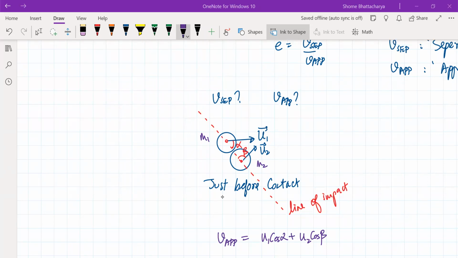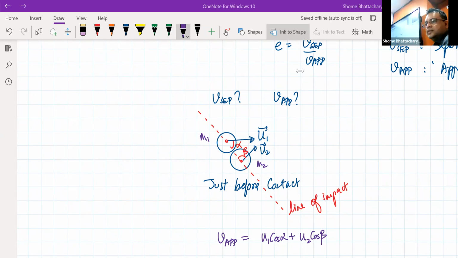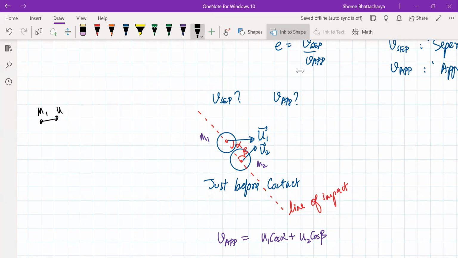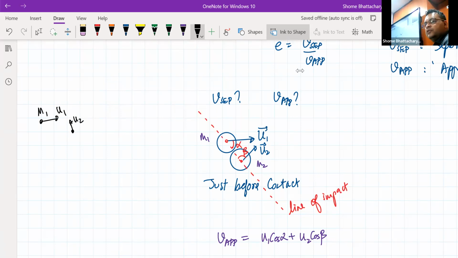So before contact, both the separation velocity and approach velocity lie on the line of impact. Yes, that is the meaning of approach and separation velocity. Kinematics wise, if you have two particles which are moving at some velocities u1 and u2 like this, then at any point of time you want to find the approach velocity, you have to join the two particles and find their components towards each other. It's the relative velocity along the line of impact or along the line joining the two of them.